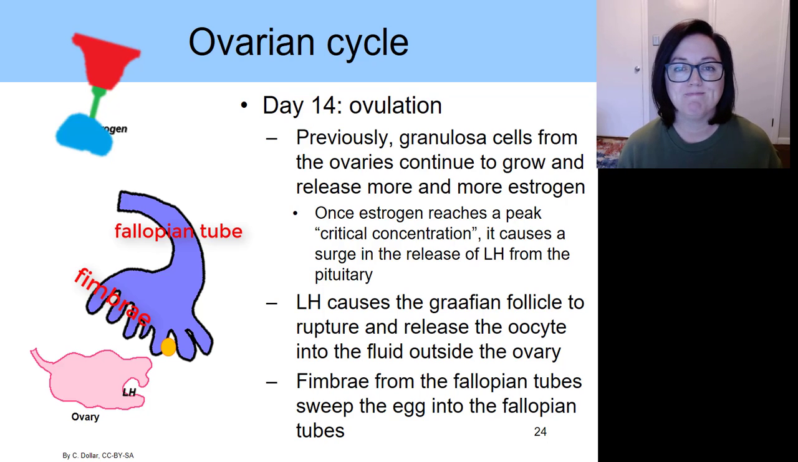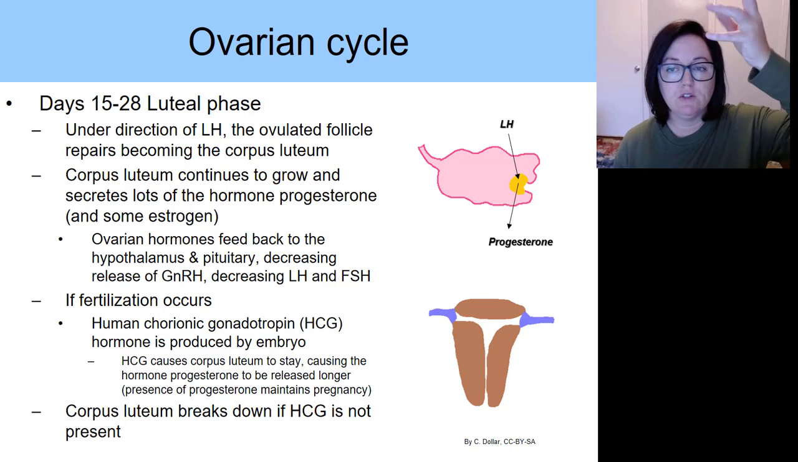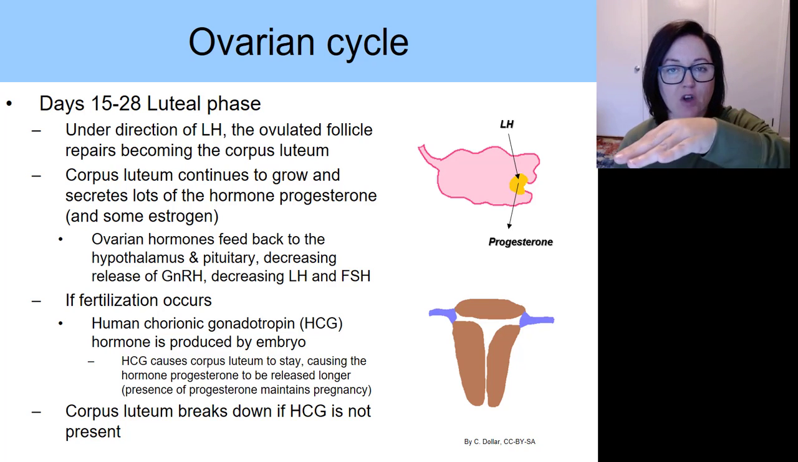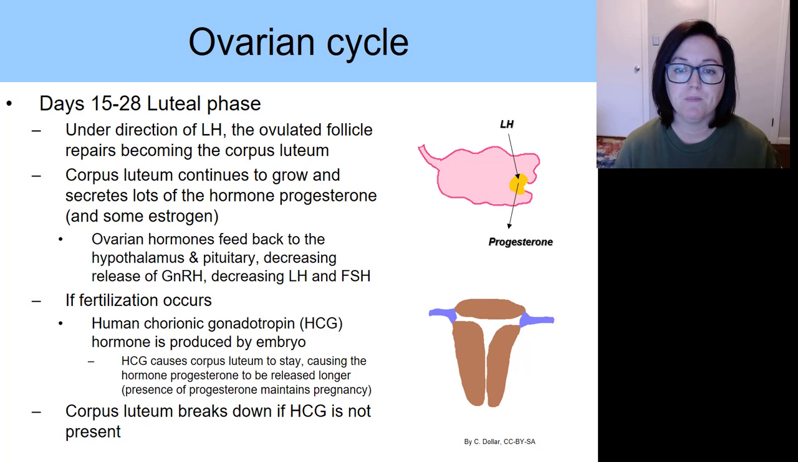the fallopian tube. The last part of the ovarian cycle, days 15 through 28, is the luteal phase. During the luteal phase, ultimately what's happening is the ruptured follicle is repairing into the corpus luteum. This is dictated by the luteinizing hormone that had just previously surged. So the luteinizing hormone surges, causes ovulation, and then the luteinizing hormone steadies off, and that's what allows the corpus luteum to form.